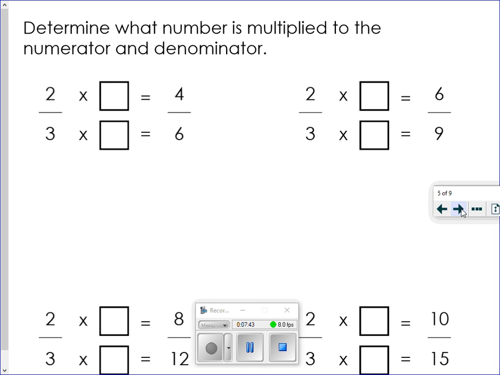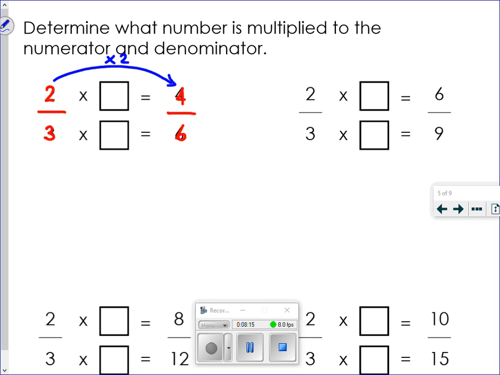Well, let's see if we can figure out a rule for how we can get from 2/3, which we had on the previous page, to its equivalent fraction. One of them was 4/6. Okay, so how can we get from here to here? Well, the way that we do that is by multiplying our numerator and our denominator by the same number. Okay, so what did I have to multiply 2 by to get 4? What am I multiplying by? 2 times what gives me 4.